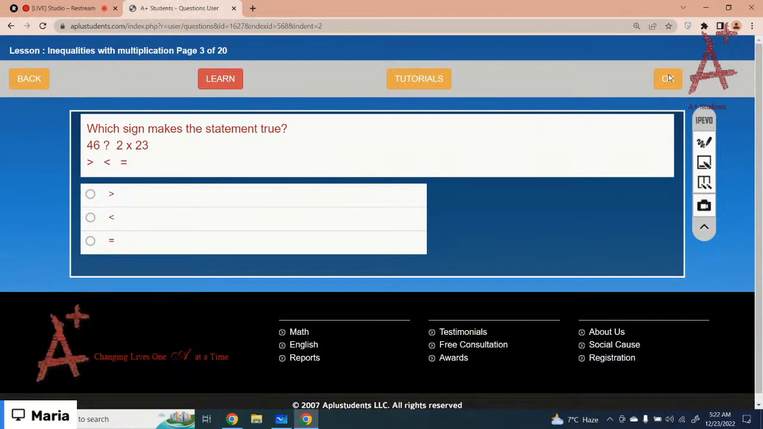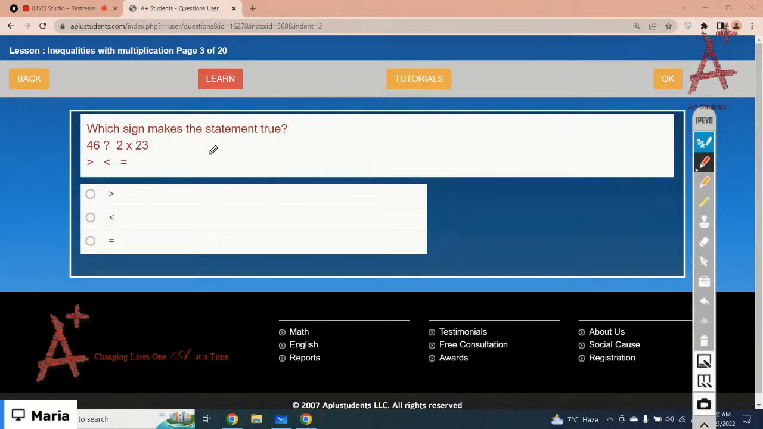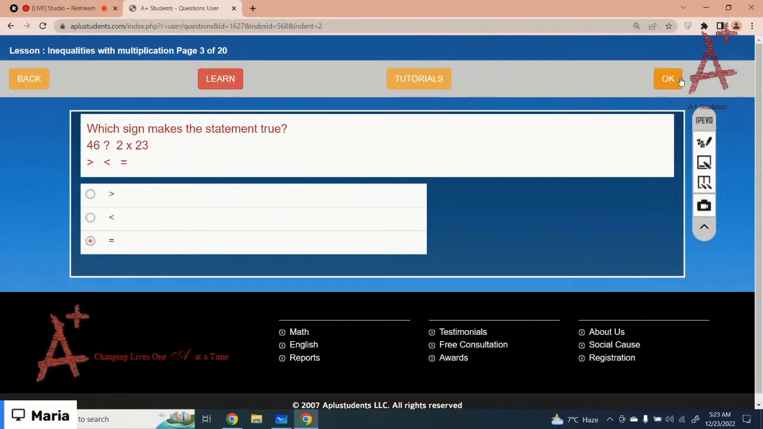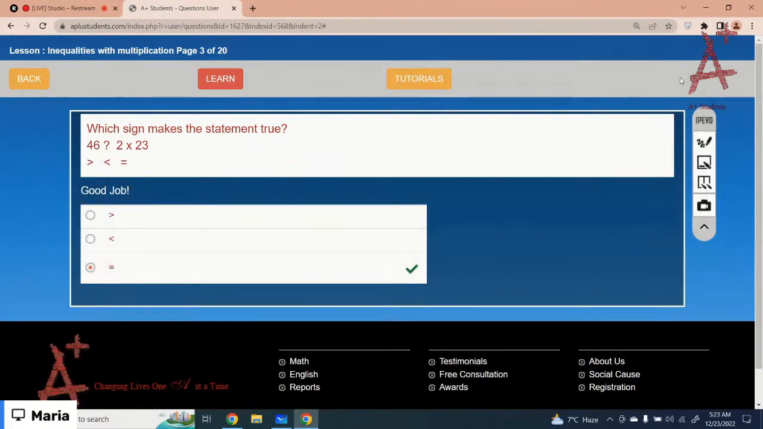Okay, the next one is which sign makes the statement true? You have to do 23 times 2. Got it? So 23 times 2: 2 times 3 is 6 and 2 times 2 is 4. So you have to compare 46 and 46. Are they greater, less, or equal? They are equal. Got it? So 46 equals 46. So the correct option is equal. Got it? Select the correct option, then click on the OK button.